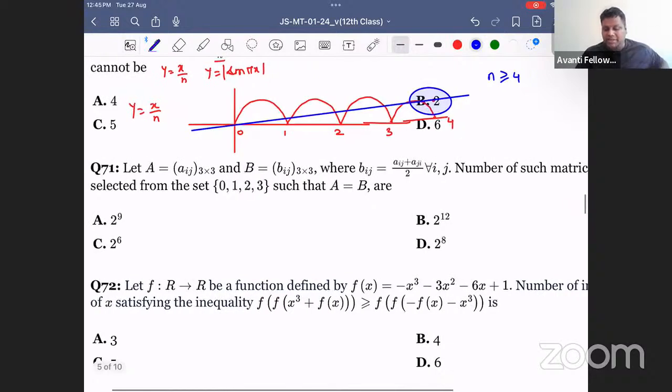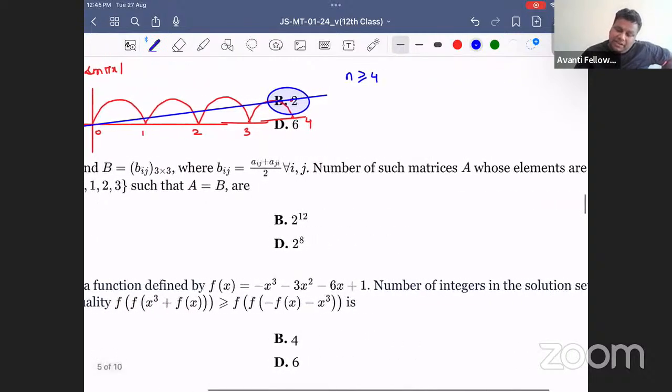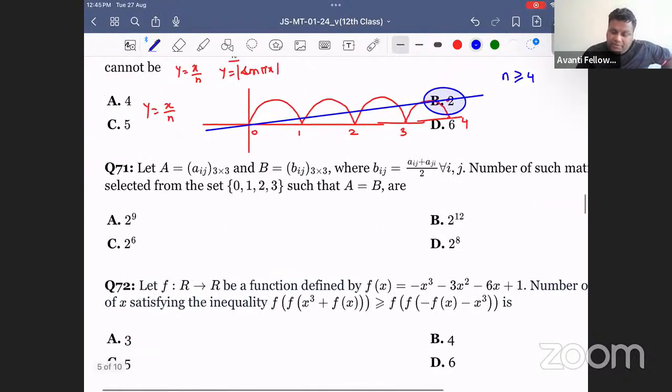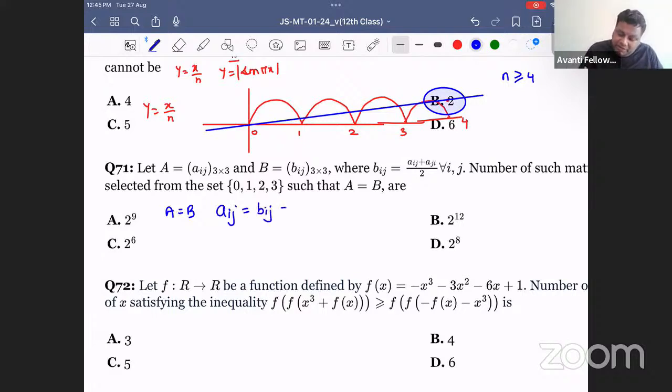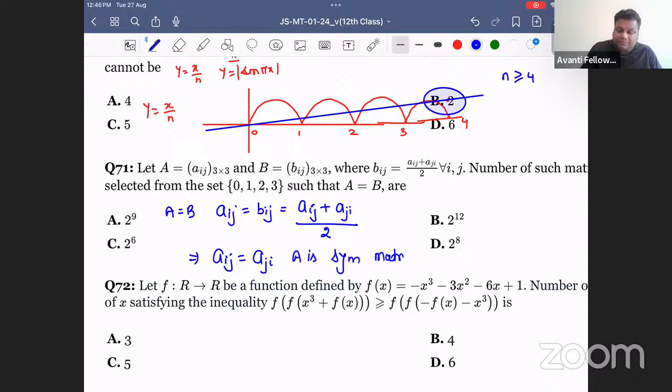A is Aij 3 by 3, B is Bij 3 by 3, where Bij is this. Number of such matrices A whose elements are selected from the set such that A equals B. Now see, if A equals B, that means Aij is equal to Bij. And Bij is given to you as Aij plus Aji upon 2. With this relation, I get Aij is equal to Aji. If it is so, that means A is a symmetric matrix. I hope I am clear up to this point.